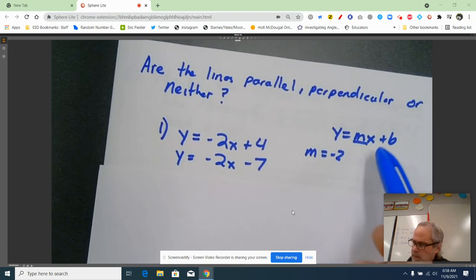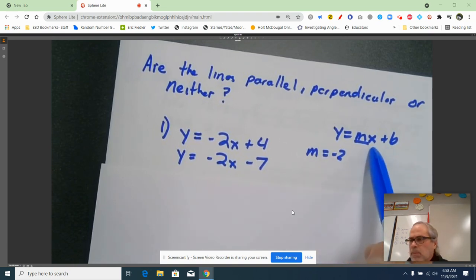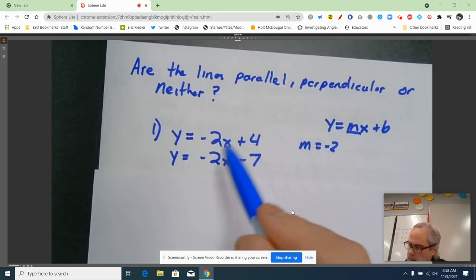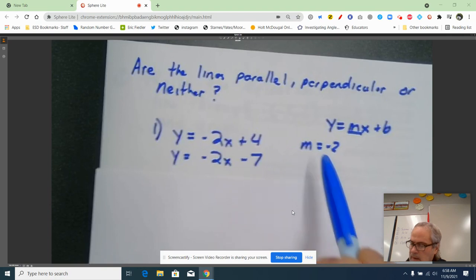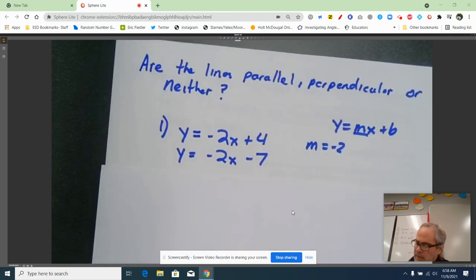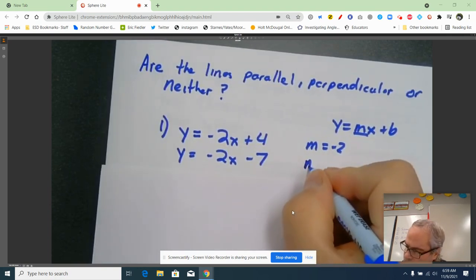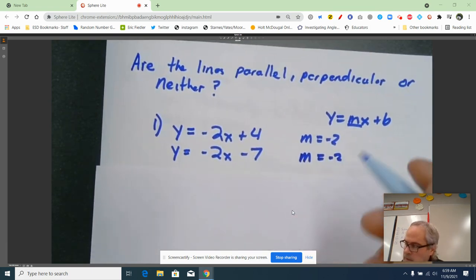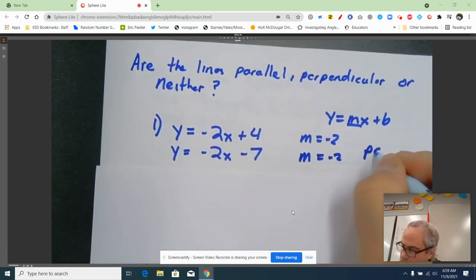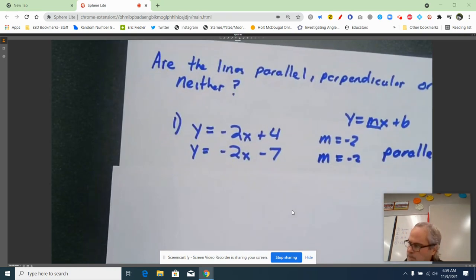Okay, so in the first one, these are both in the y equals mx plus b form. If you look at the m, the number that's in front of the x, the slope of the line on top is -2. The slope of this line would also be -2 because the number in front of the x is the same. So you would say that these two lines are parallel. Okay, next one.